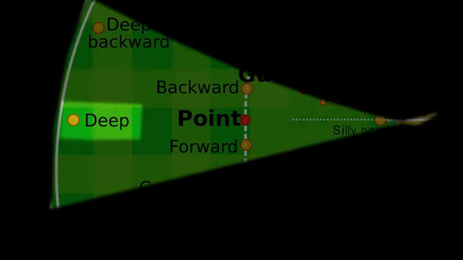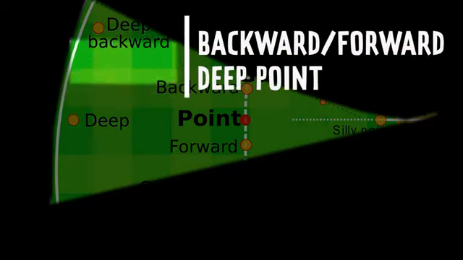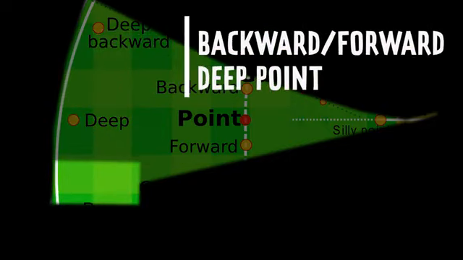If the point fielder is at the boundary, then it is deep point, and similarly has the variations deep backward point and deep forward point.